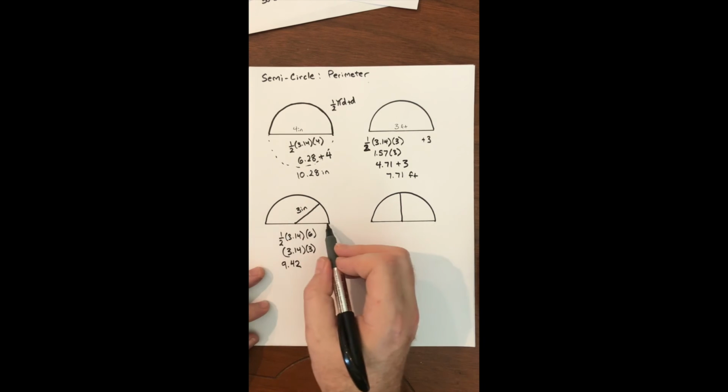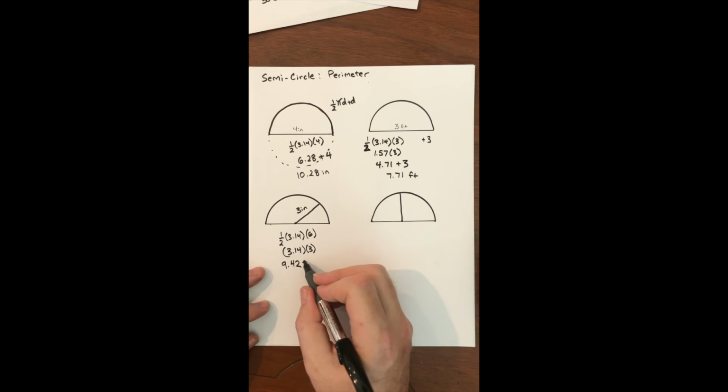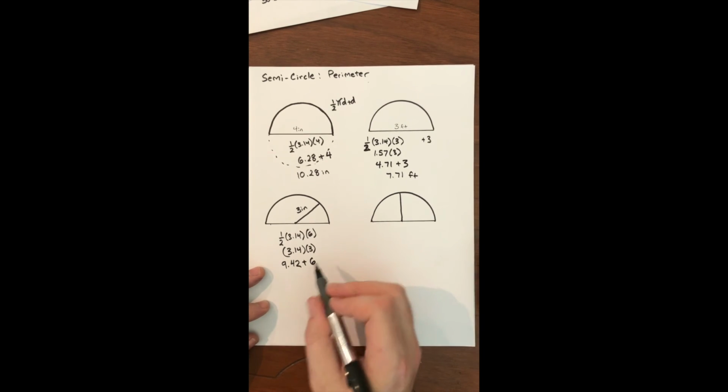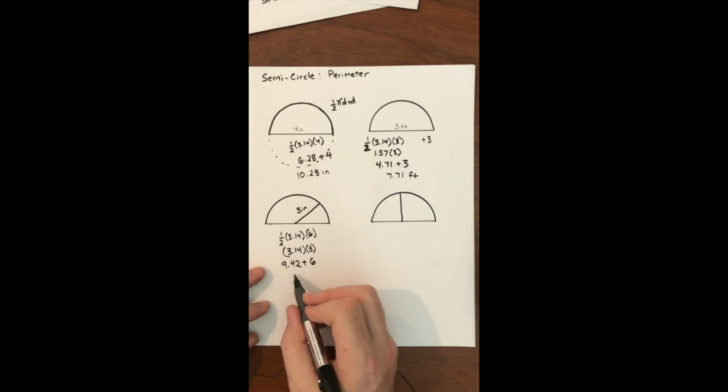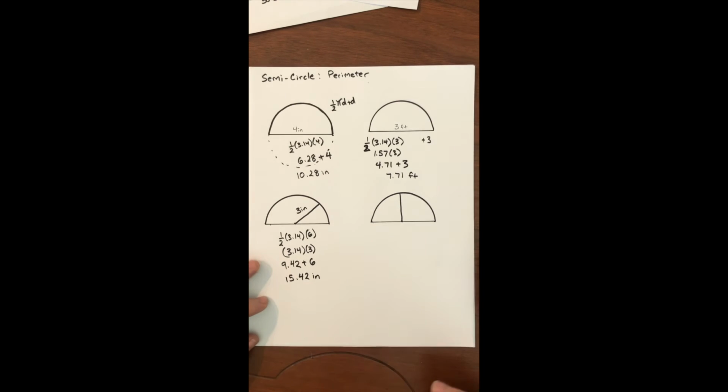I now need to add in the diameter. The diameter isn't 3, it's 2 times 3, so it's going to be 6. This number here should be added back in. 9.42 plus 6, 9 and 6 make 15, so 15.42 inches.